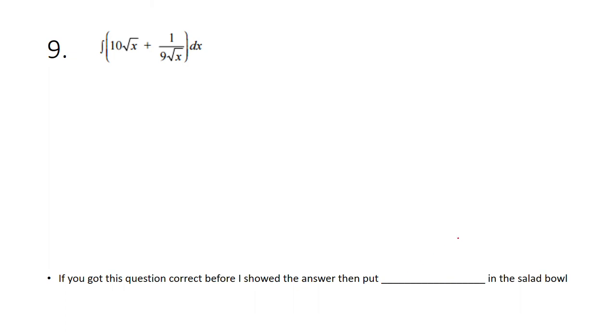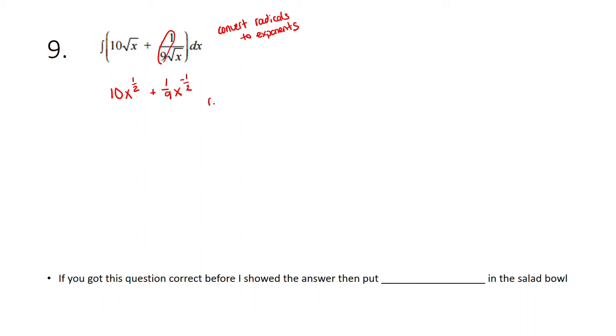We have an indefinite integral. So the first thing we want to do is convert our radicals to exponents. So we have 10x to the 1/2 power. Then we have, treat this as one coefficient, 1/9. If it's in the denominator, that makes it negative, so x to the -1/2 power.